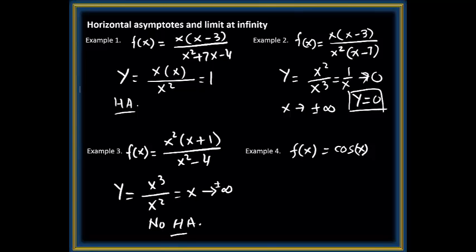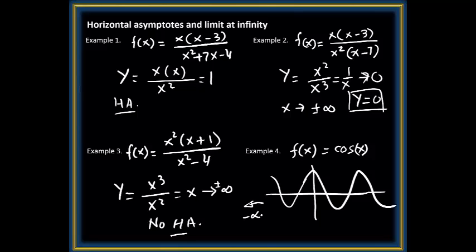Now what happens to cosine x? We are looking for horizontal asymptote. If you look at the graph of cosine x, you know that your cosine of x graph goes like this. So when you go to negative infinity on this side, or positive infinity on this side, you don't have a value actually. It is oscillating between -1 and +1. So for cosine x function also, no horizontal asymptote.